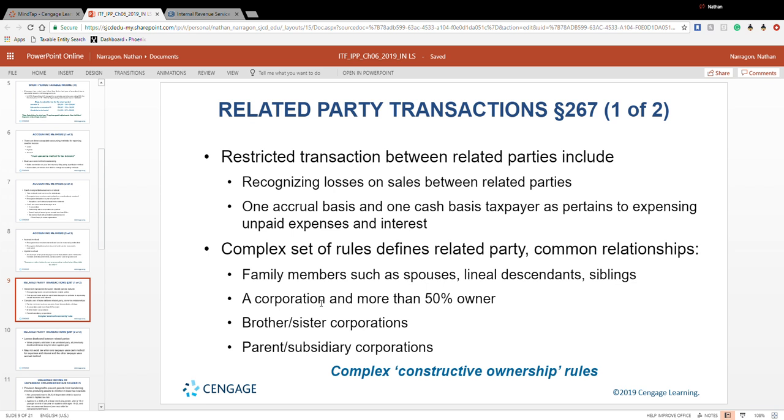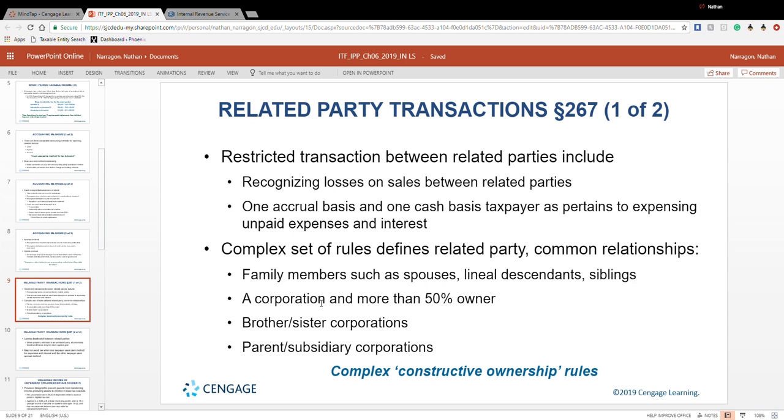Now, the next part in this chapter is dealing with related parties. And with related parties, we really have a bunch of restrictions, and we're just going over some common stuff here. Again, we're not going to dive too deep into related parties, but to know the basics of it. There are actually restrictions on transactions between related parties, including recognizing loss and sales between parties. I mean, some we can't recognize and some we can.